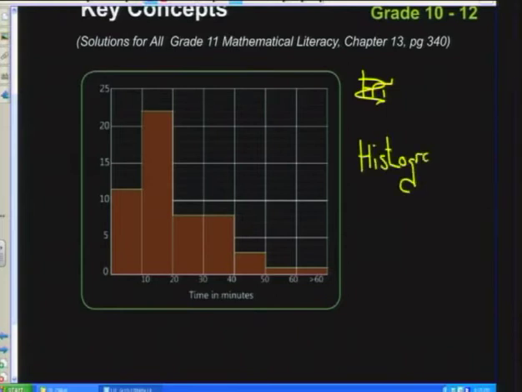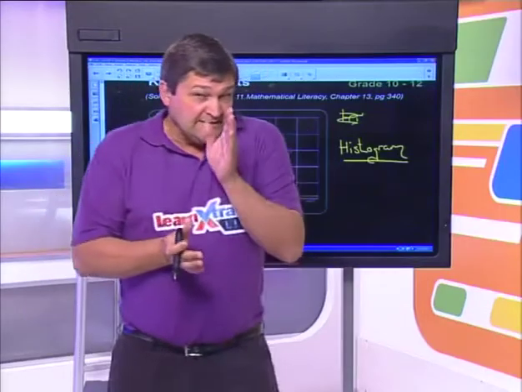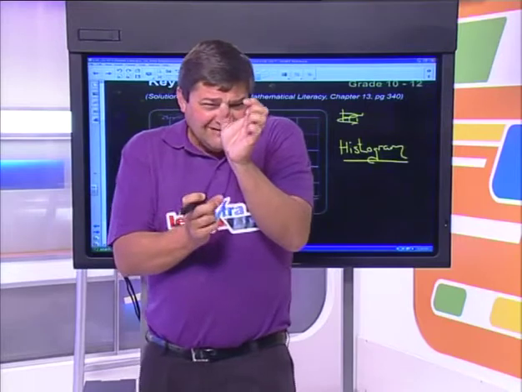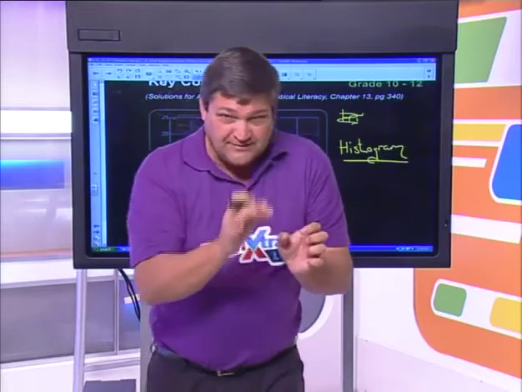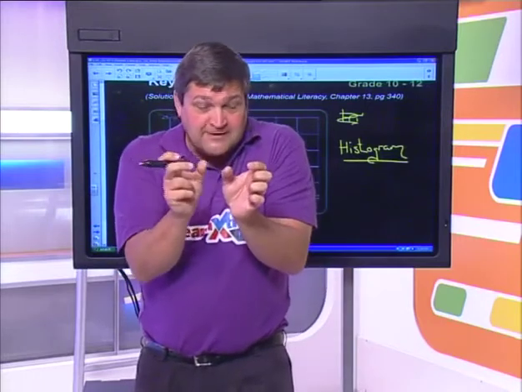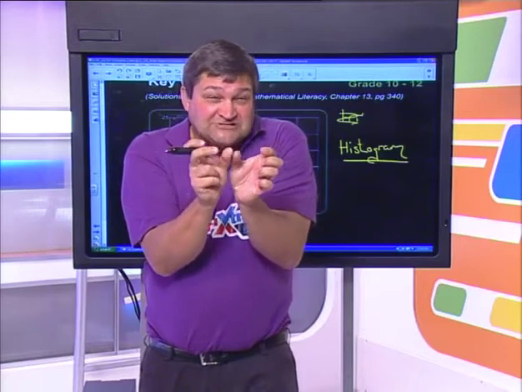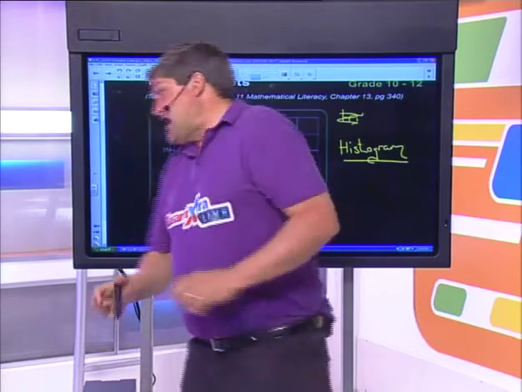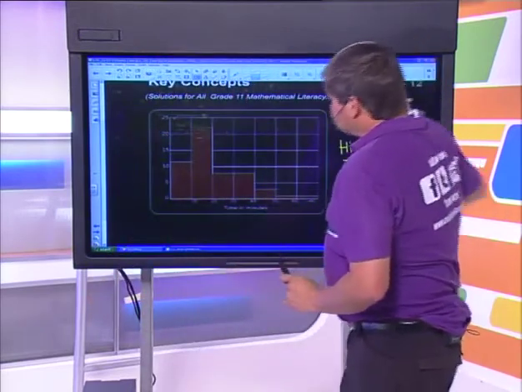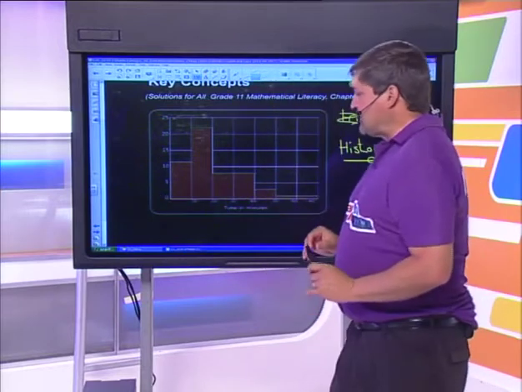We'll just accept. Histogram. What is a histogram? A histogram has bars, but I don't like calling them bars, though they are like bar graphs, but the bars are touching each other. And it's talking about a continuous set of information.